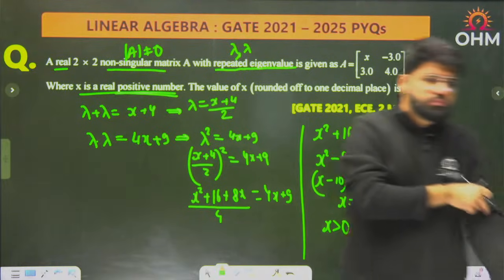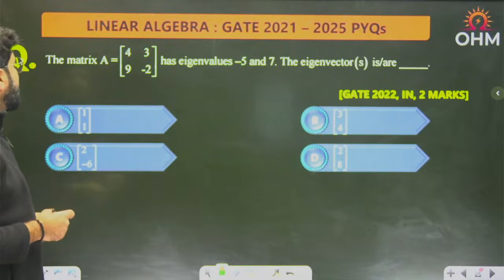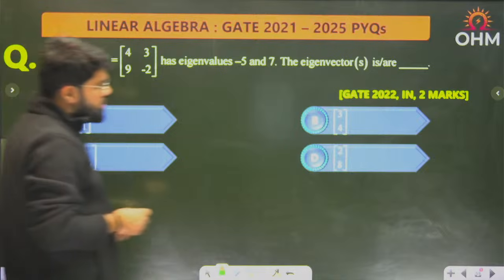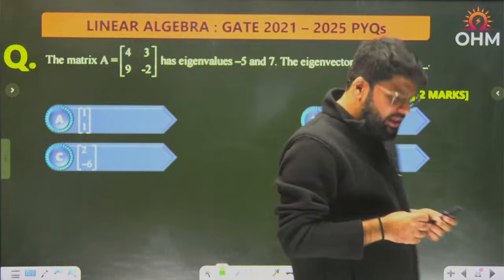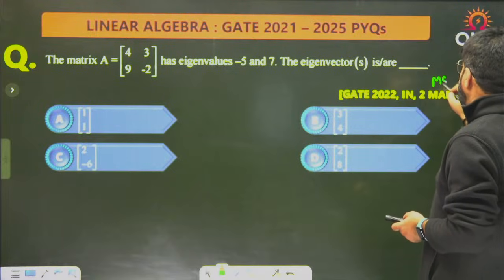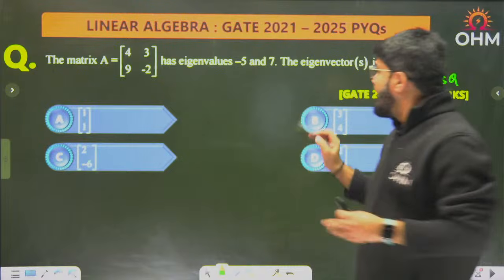Next question. A matrix has eigenvalues -5 and 7. What are the eigenvectors? So I told you, it's an MSQ question. I think it's not mentioned here, I'll write it down. This is an MSQ only. Whether MCQ, MSQ or NAT, it is a question on eigenvector.